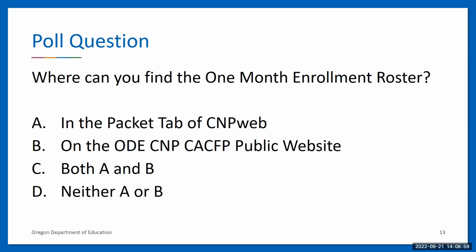All right, so we'll go ahead and close that poll in 5, 4, 3, 2, and 1. Let's go ahead and see our answers. Oh, and it looks like pretty much everybody got it. The answer is both A and B, which is answer C. You can find the OMER on the ODE CMP CACFP website and on the Packet tab in CMP Web. And with that, I am going to pass the mic to Kathy, who will take us through the OMER procedures and its co-stars.